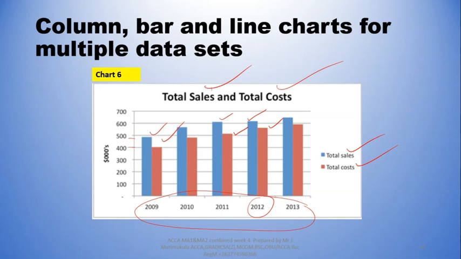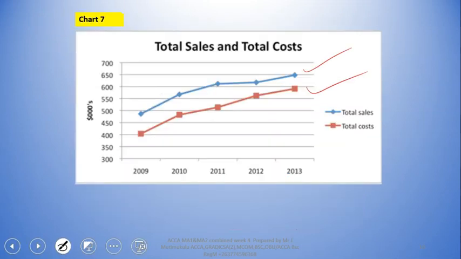But we can also see that in terms of analyzing the movements themselves, the line graph is actually presenting this information in a much clearer way. Again, we can see that in 2012 the sales were not increasing that much, but the costs were increasing, as you can see from this movement.